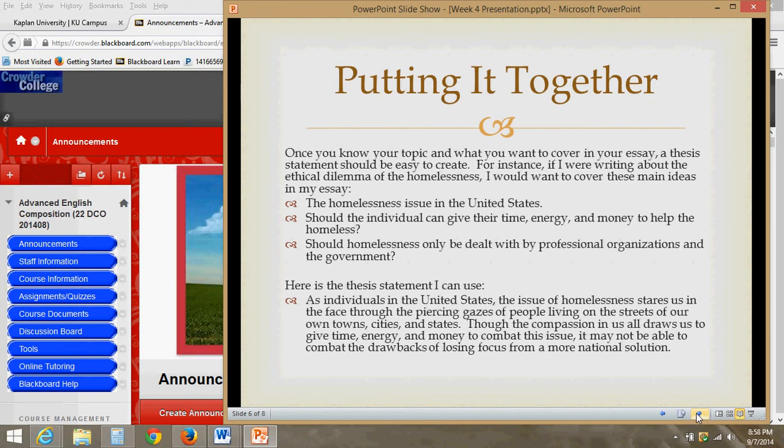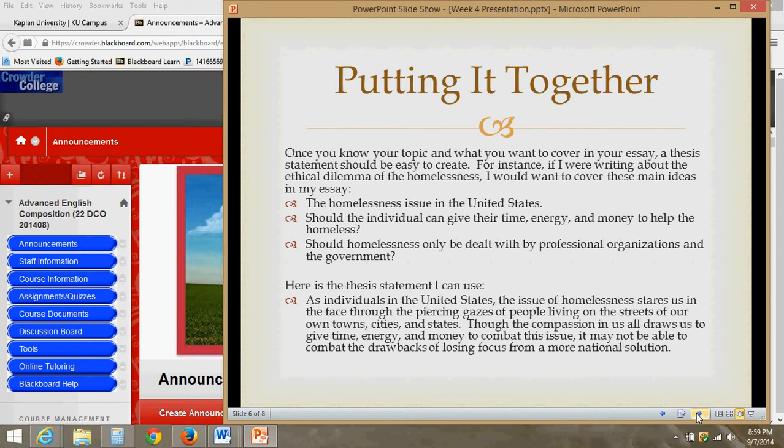So for instance, if I were writing about the ethical dilemma of homelessness, I might want to cover these main ideas. So I have the topic, which is the homelessness issue in the United States. I have different points of view and different things I want to cover. So shouldn't the individual give their time, energy, and money to help the homeless, or should homelessness only be dealt with by professional organizations and the government? So that's kind of the dilemma: individual care or national organization care.